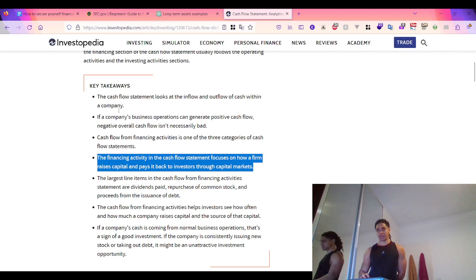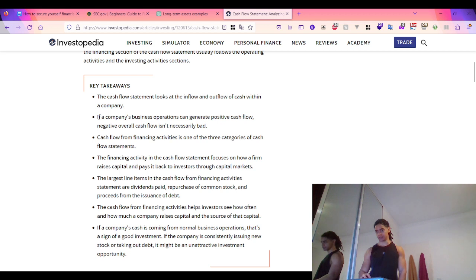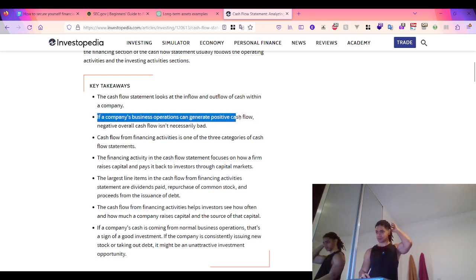So keep looking at the cash flow statement. It looks at the inflow and outflow of cash within a company. If a company's business operations can generate positive cash flow, negative overall cash flow isn't necessarily bad.